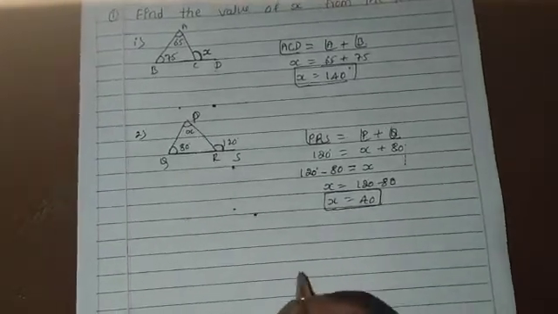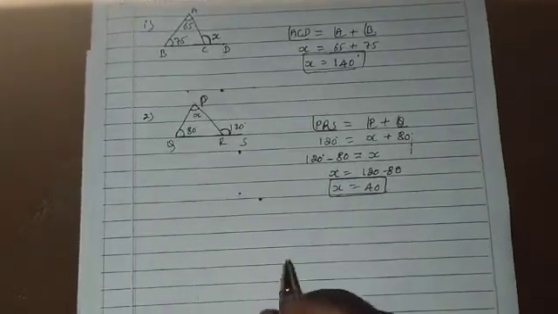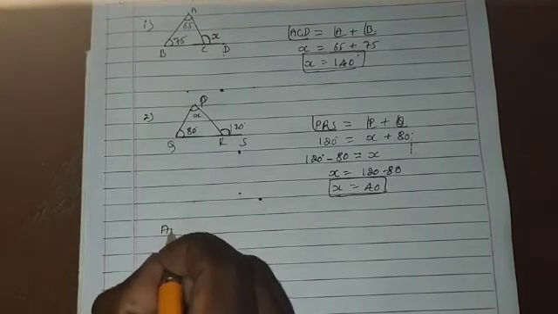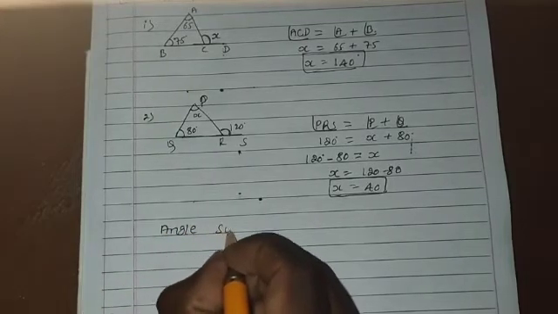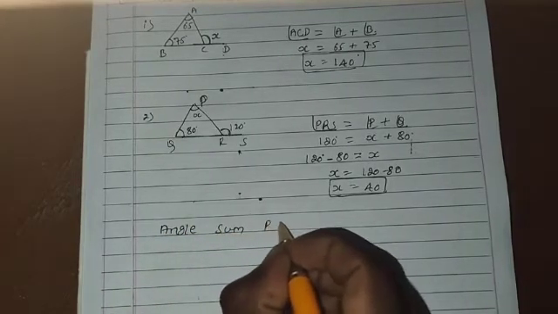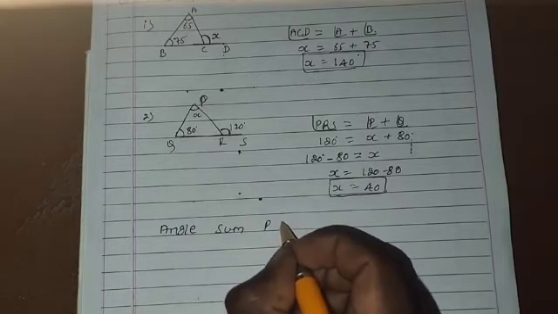Okay, next we have another property, that is the angle sum property. What does the angle sum property say? The angle sum property of a triangle.